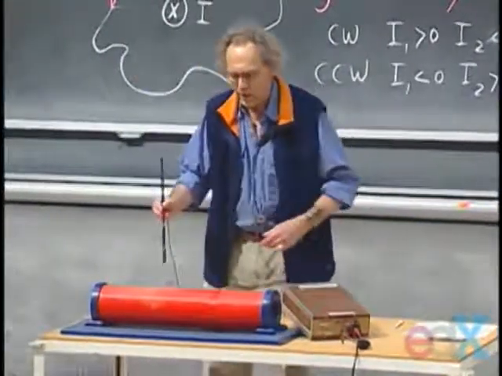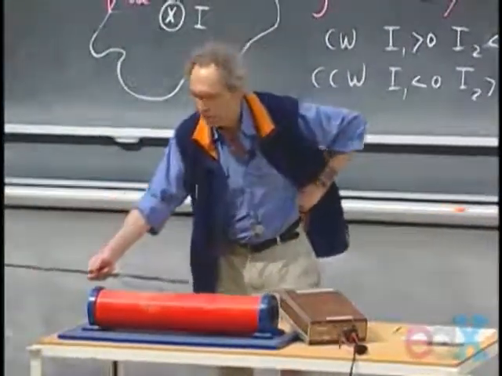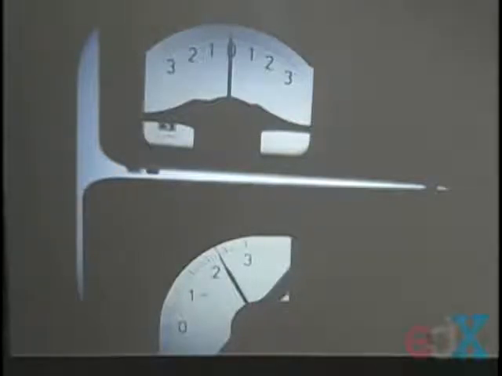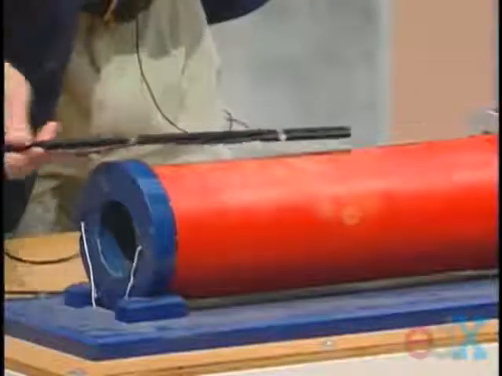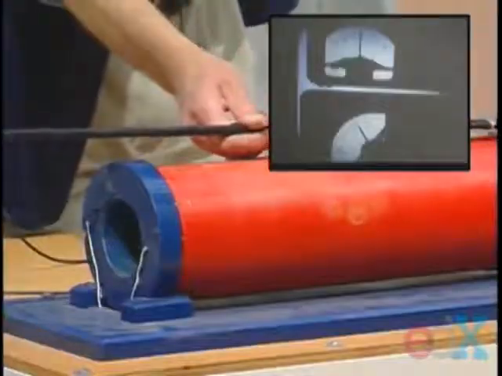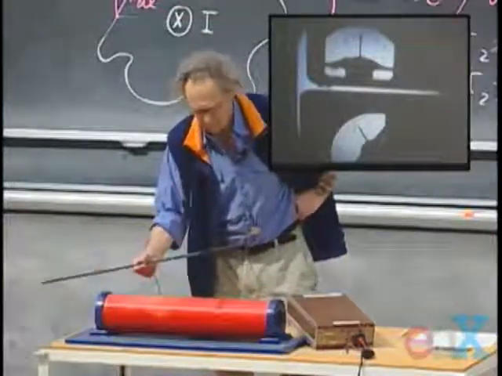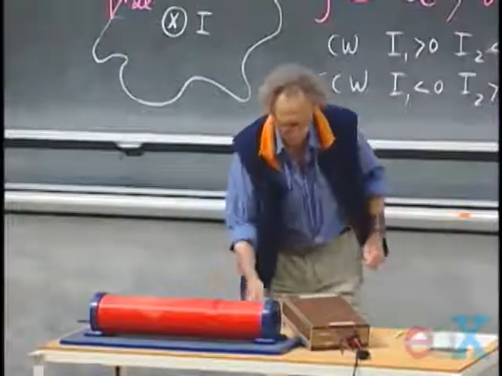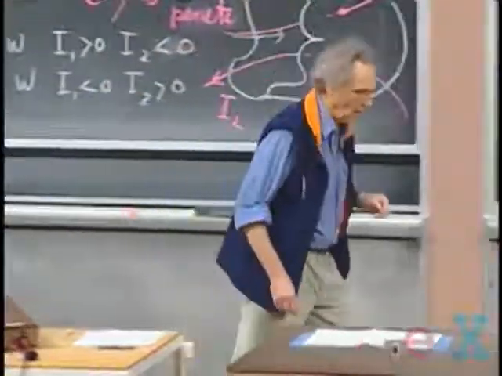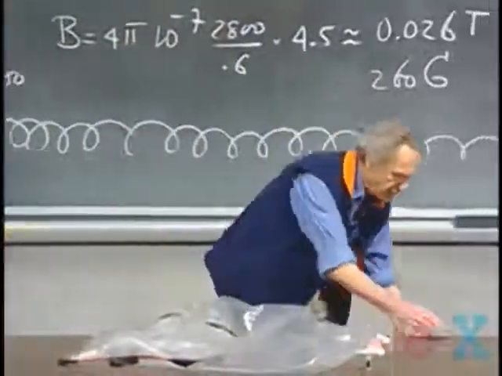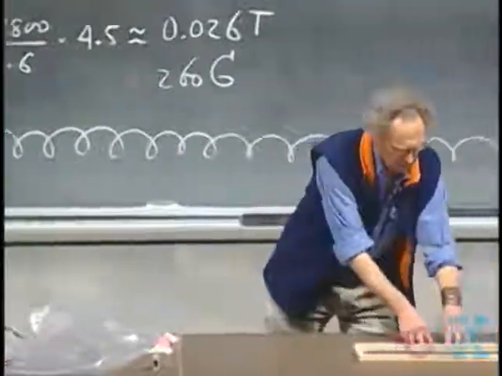I can now also show you that if I come on the outside of the solenoid, you see nothing. So indeed, our assumption that the magnetic field is very low outside a tightly wound solenoid was a very good assumption. Very well.